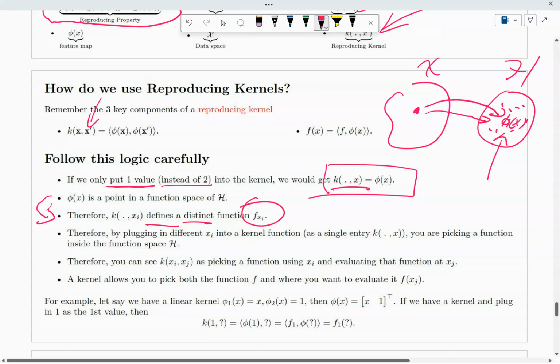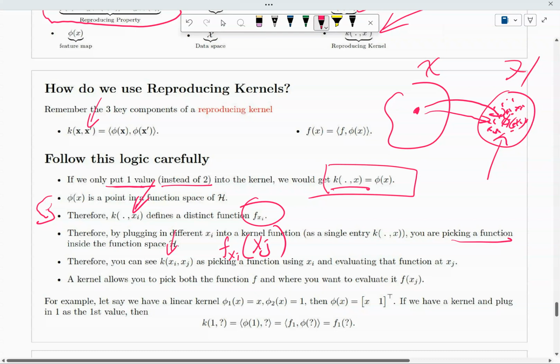Therefore, plugging in different numbers into the kernel function, you're picking a function inside a function space. Depending on what you're putting here, you're picking a function inside the function space. Now, if you were to put two values in, it implies that you're picking the function with one of them and evaluating them with another. So this right here is a function, right? So this is equivalent to picking a function, f of xi, and then evaluating xj.